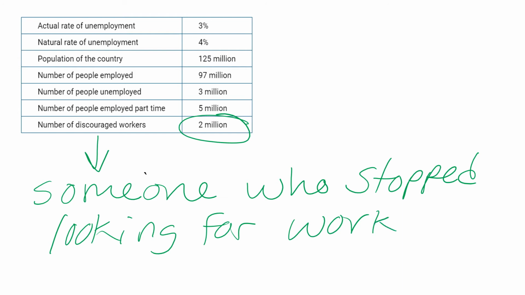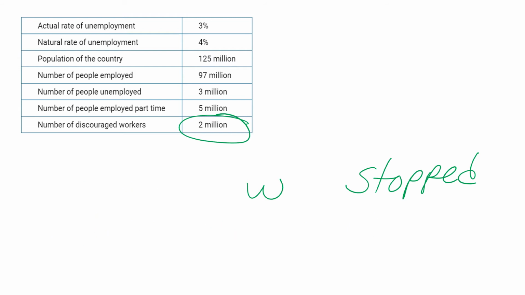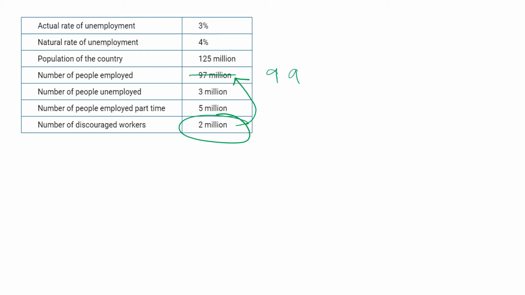Okay, if you can read my bad handwriting. Someone who stopped looking for work. Remember that if you are not looking for work, you're not unemployed. So right now, those 2 million people are able to work and they want to work, but they're just not looking for a job, because they've had a hard time finding a job, so they stopped looking. Well, it's saying, imagine that all of a sudden, magically, those 2 million people re-enter the labor force and right away they get employed. Well, what that means is that this 2 million is going to jump right into this 97 million. So now that would become 99 million.